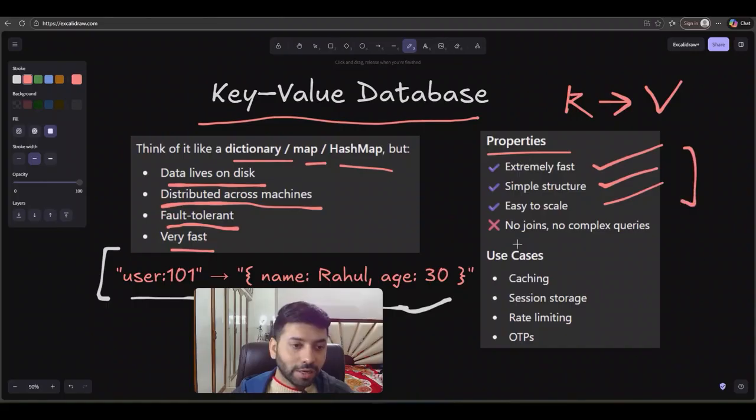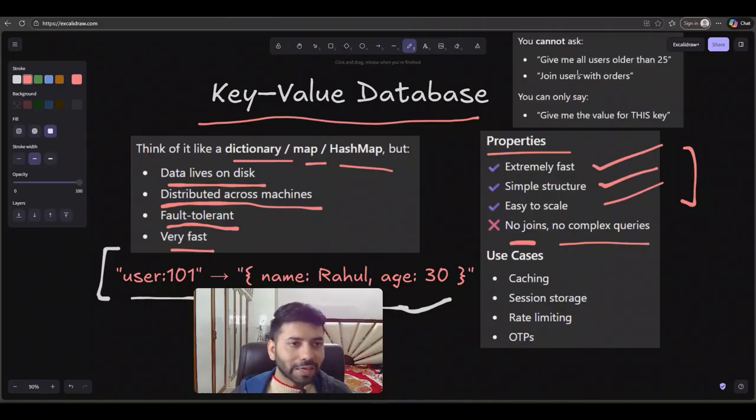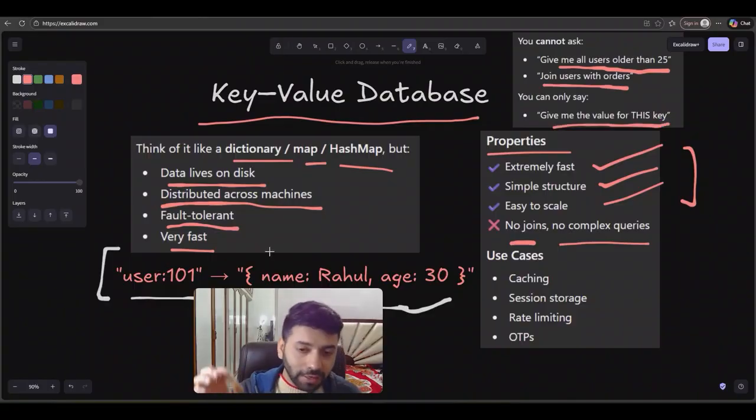What are the challenges? It is not good for joins and it is not good for complex queries. So basically you cannot ask it like give me all users older than 25, because everything is based on key here. So it is not good for all such queries. And you cannot ask like join users with orders, because it's not good for joins. Okay, you can ask it, give me the value for this key, as we are storing the data based on the key.